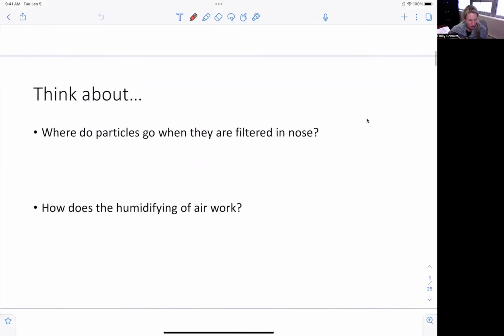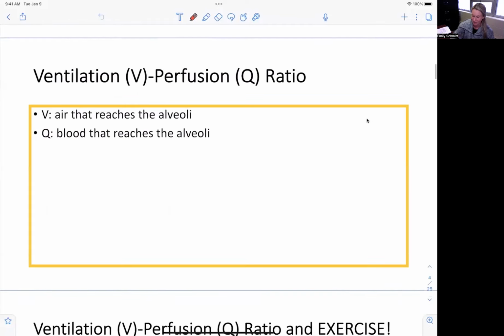So think about, where do particles go when they are filtered in the nose? Basically we have the cilia, which transport dust and trap all of the particles that we do not want to breathe into our body. And then the humidifying of the air, we have these nasal conchae, and they swirl the air around and allow air time to humidify and warm and clean the air before it enters the lungs. So just really cool how physiologically that works.